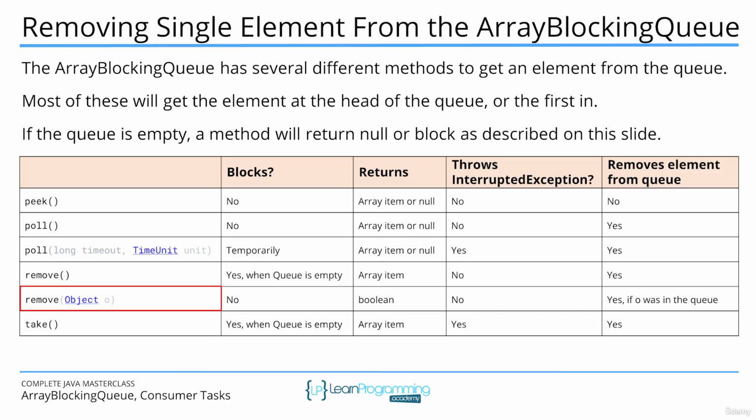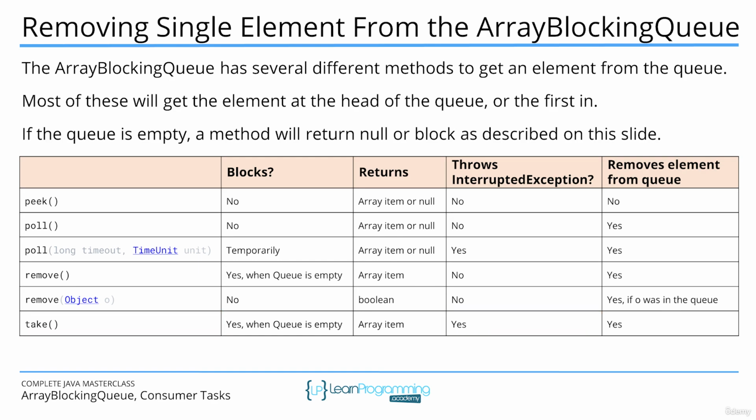The second version of the remove method is significantly different. It lets you define which element you want to remove from the queue and doesn't return the element, instead it returns a Boolean value. Finally, there's the take method, which, like the no args remove method, blocks if the queue is empty. This one, though, throws an interrupted exception.